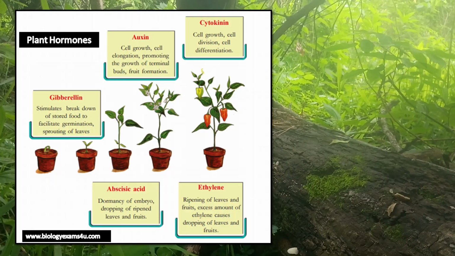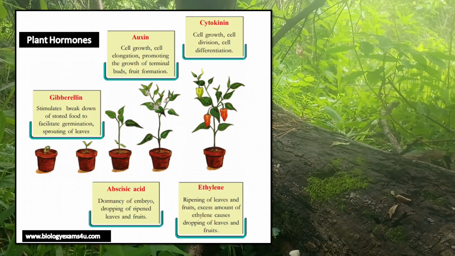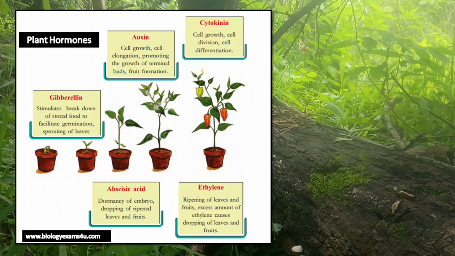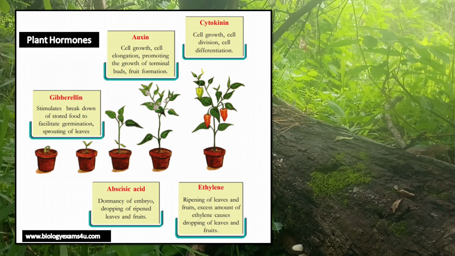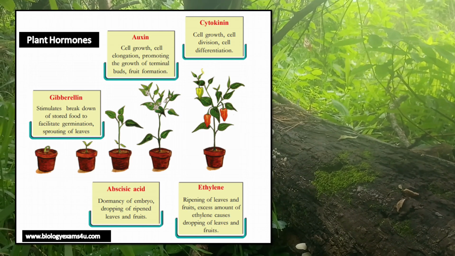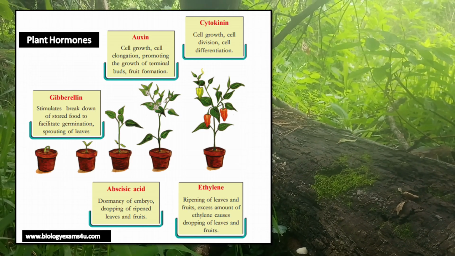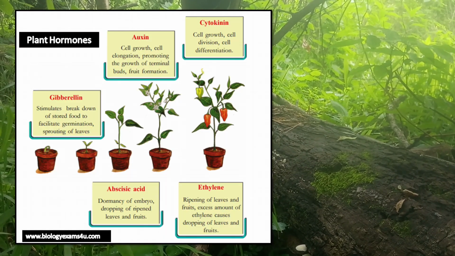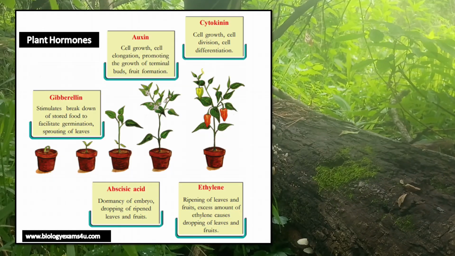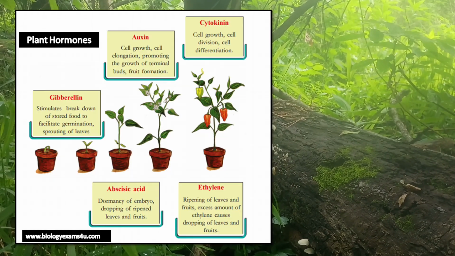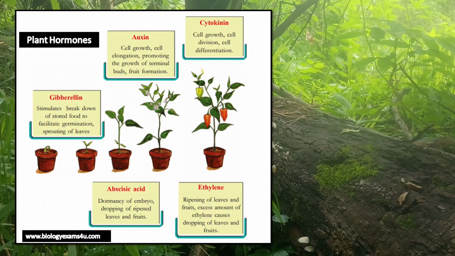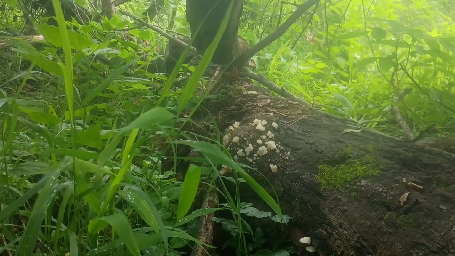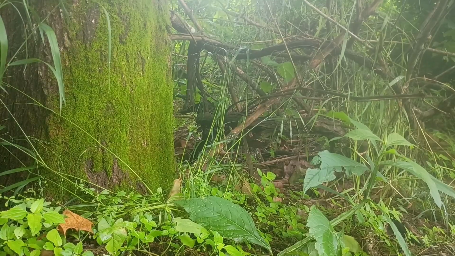It promotes fruit ripening and inhibits cell elongation. There's abscisic acid, or ABA, which maintains seed dormancy and inhibits growth under stress. Gibberellin stimulates seed germination and promotes stem elongation. Cytokinin stimulates cell division and delays aging of tissues. And finally, auxin controls cell elongation, establishes root versus shoot development, and regulates phototropism and gravitropism, and it promotes vascular tissue differentiation.